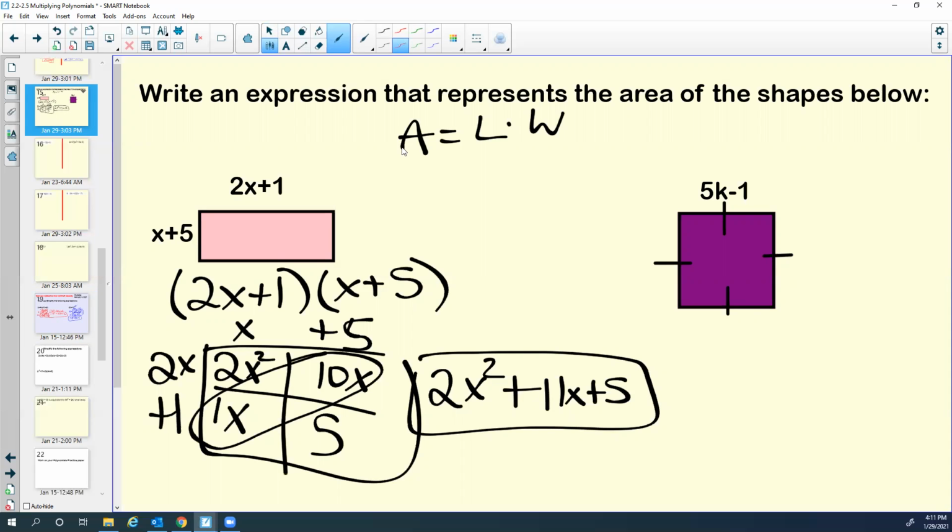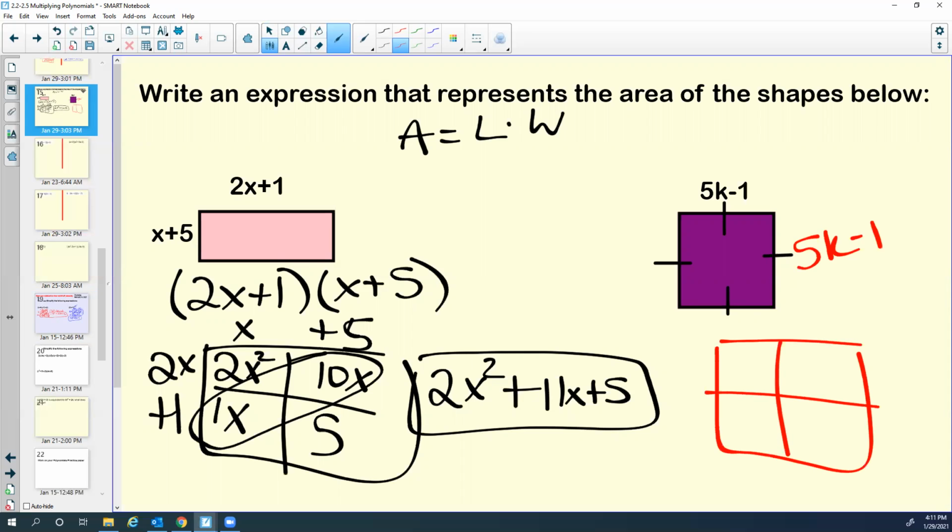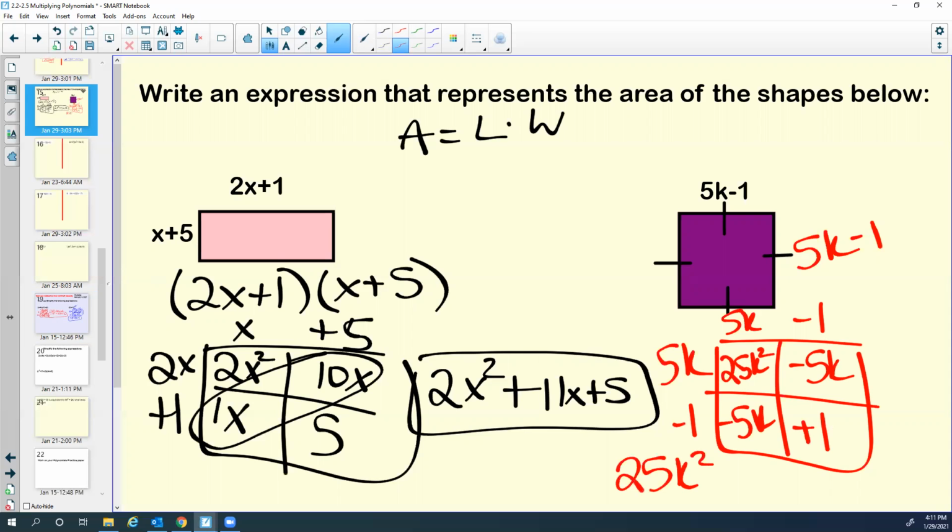On this one here on the right-hand side, I got 5k minus 1. Notice these lines are telling us that all sides are equal. So my length and width is 5k minus 1. We're just basically doing 5k minus 1 squared. Make yourself a box. 5k minus 1, 5k minus 1. 5k times 5k is 25k squared. I get negative 5k here, negative 5k here, and plus 1. So I get 25k squared minus 10k plus 1 as my answer.